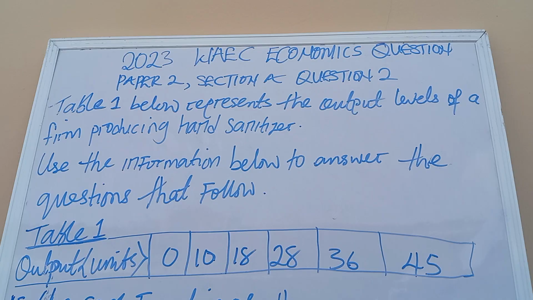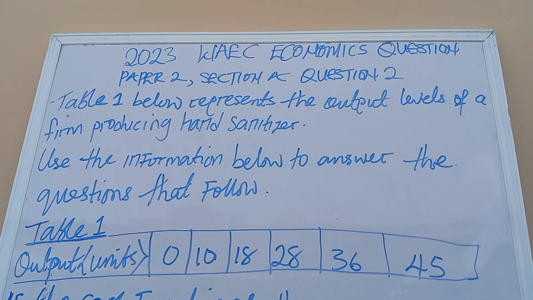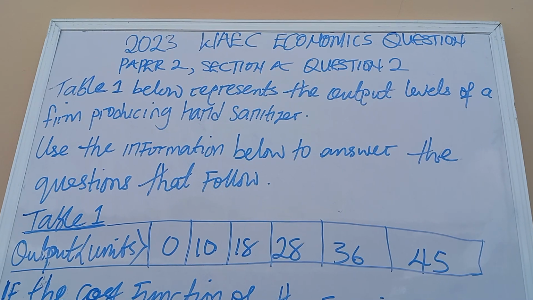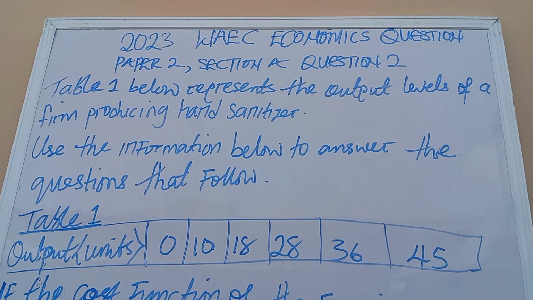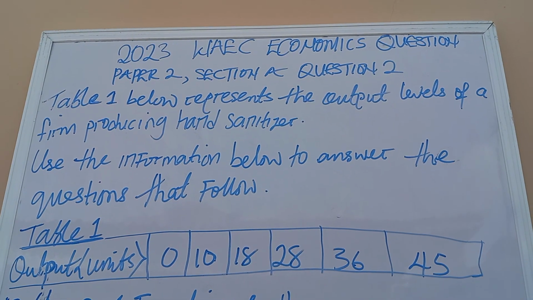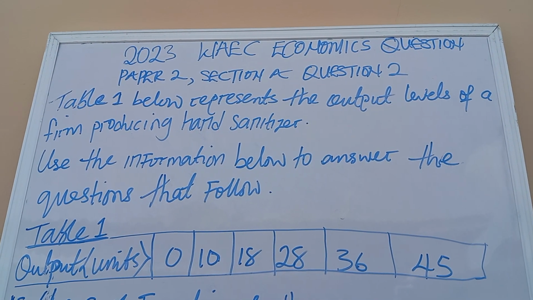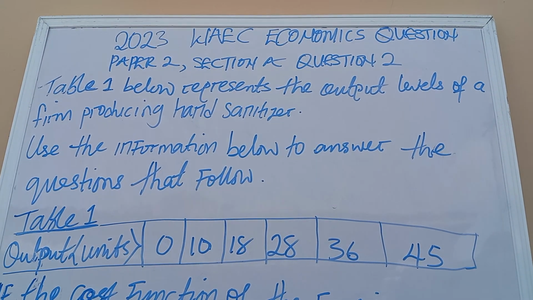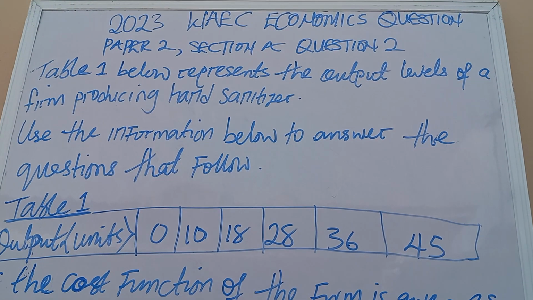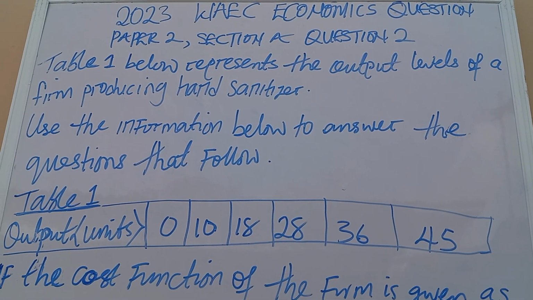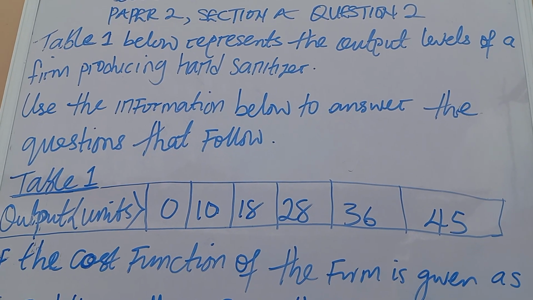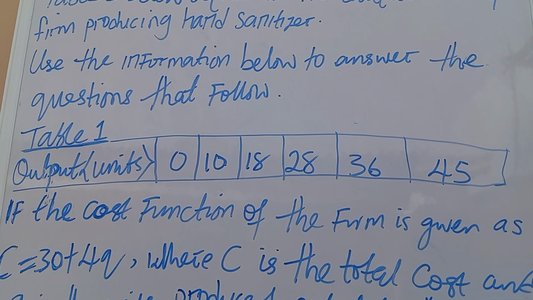Today we are going to be looking at the 2023 WAEC Economics question, Paper 2, Section A, Question 2. Look at the question from the beginning and write it down. Table 1 below represents the output level of a firm producing hand sanitizer. Use the information below to answer the questions that follow. So you have the table.